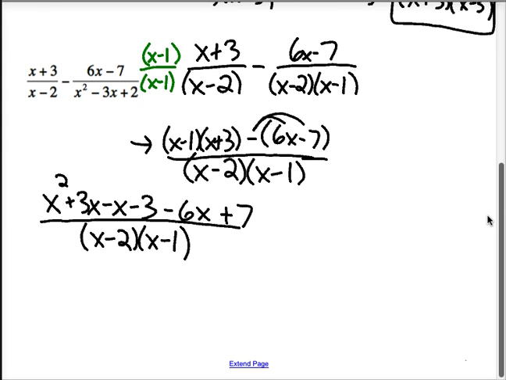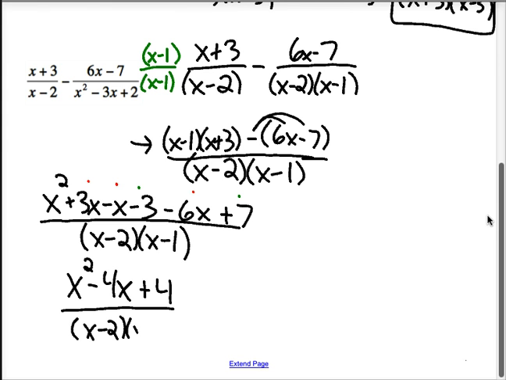All right, now let's combine our like terms. Well, I see an x squared. Then I see a 3x minus x, giving me 2x. 2x minus 6x is a minus 4x. Then I see a negative 3 plus 7. Well, negative 3 plus 7 is a plus 4. Now I get that.